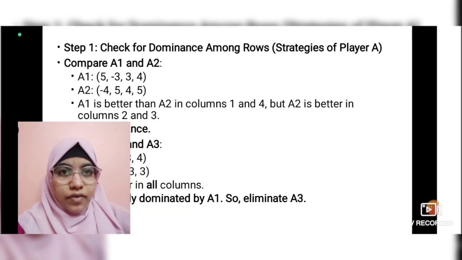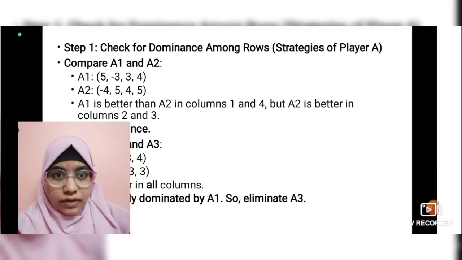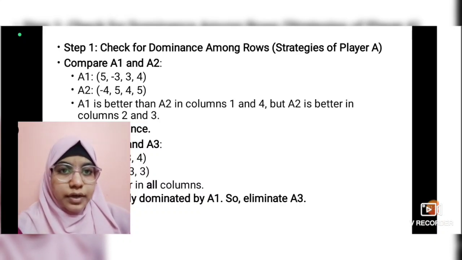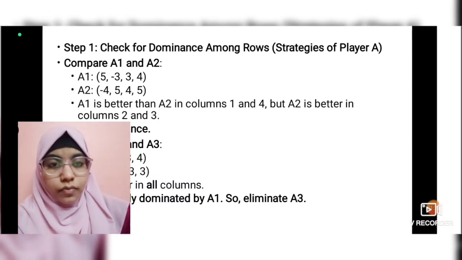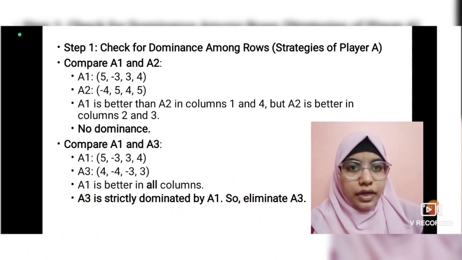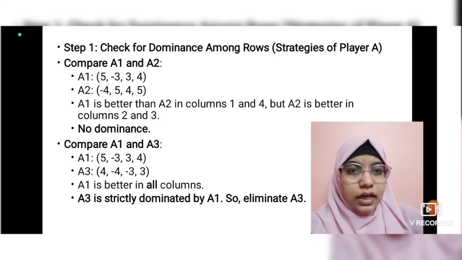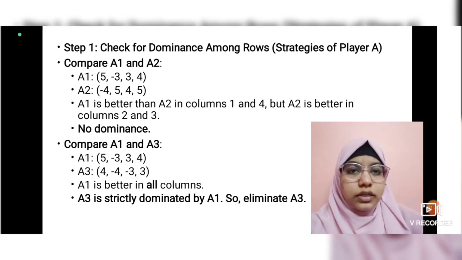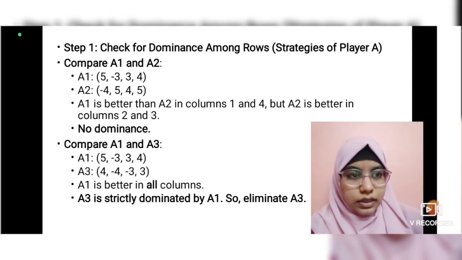We should check for A1 and A2. A1 is better than A2 in columns 1 and 4, but A2 is better in columns 2 and 3. So we have no dominance here. Next we compare A1 and A3. In A1 we have 5, -3, 3, 4, and in the A3 row we have 4, -4, -3, 3. As A1 is better in all columns, A3 is strictly dominated by A1, so we should eliminate A3.